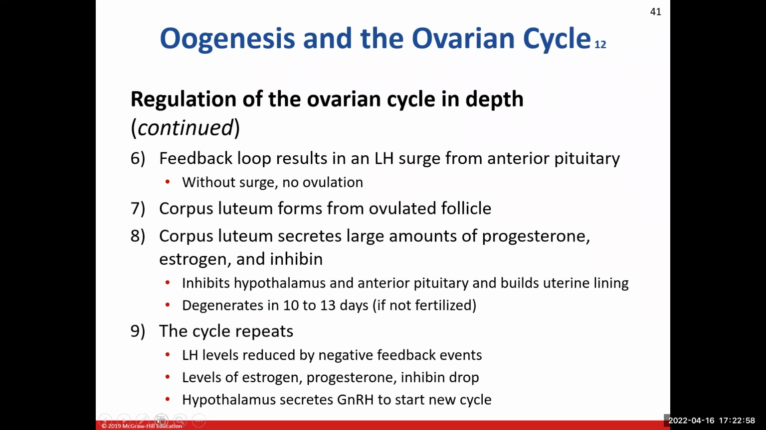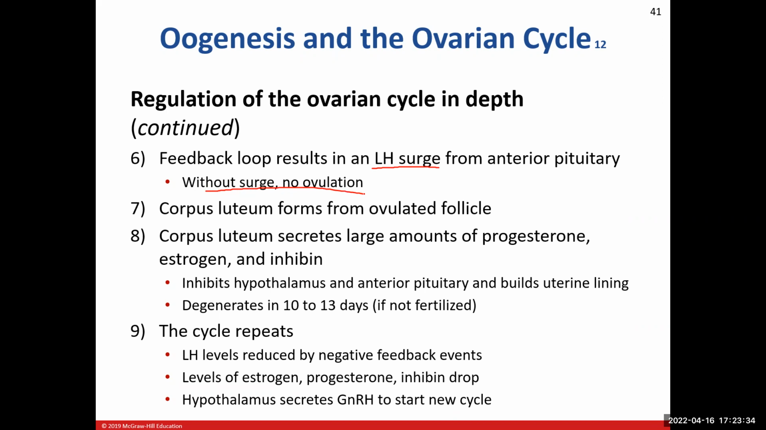As we kick those machines back on, the anterior pituitary is going to turn up the amount of luteinizing hormone in such a way that we call it the LH surge. As a result of that LH surge from the anterior pituitary, that is what triggers ovulation. This is a great test question: no LH surge, no ovulation.